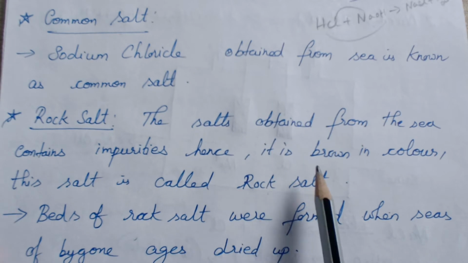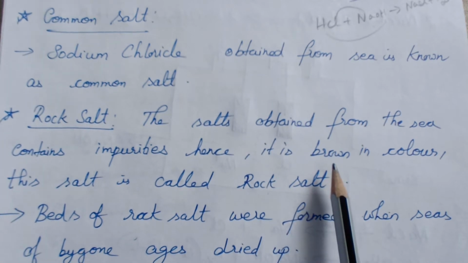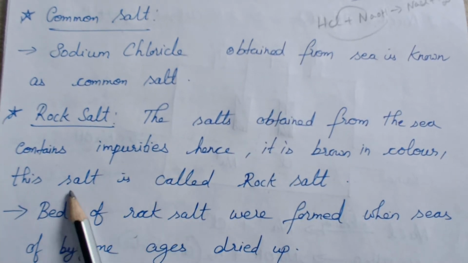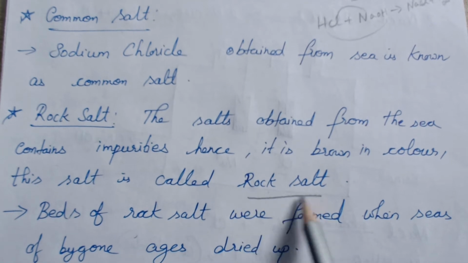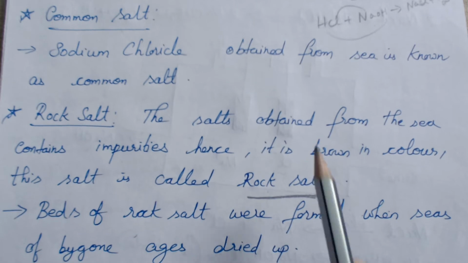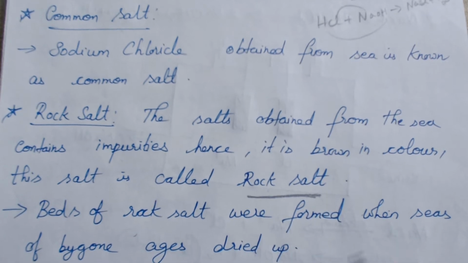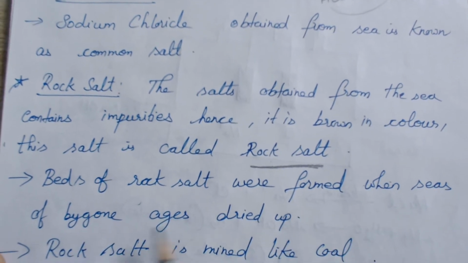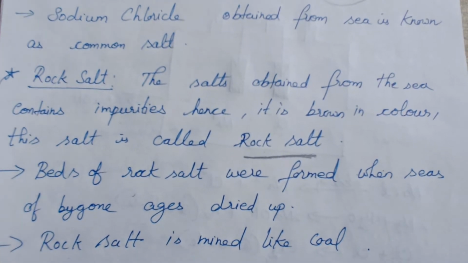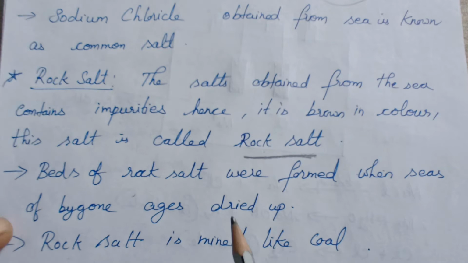But once it is obtained directly from the sea, it is brown in color due to the presence of more impurities. Okay. This salt is called rock salt. The salt which is brown in color, that contains impurities, is called rock salt. Okay, the beds of rock salt were formed when seas of bygone ages dried up. When the sea dried up, over time it becomes rocks. Beds of rocks of salt.